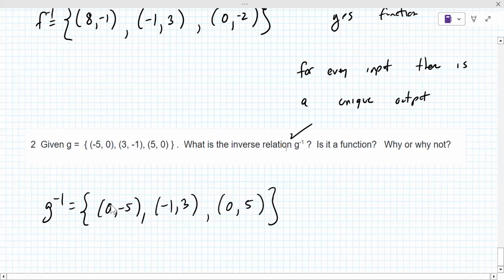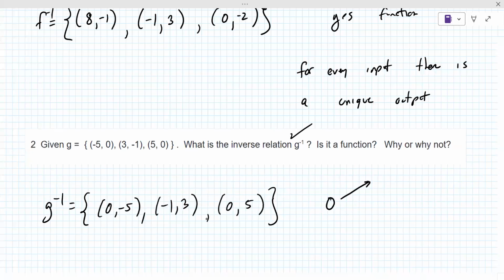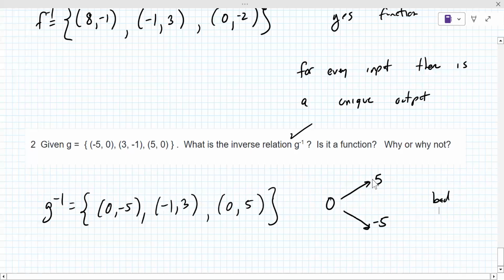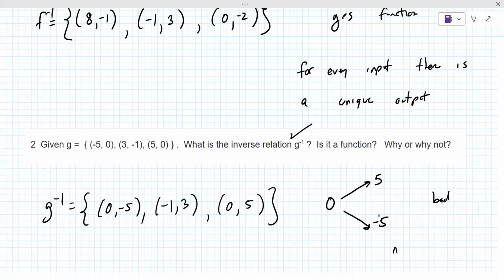Is it a function? First thing is to decide, are there any duplicates in x? Yes, the zeros. So this potentially is a problem. Potentially, like we don't know for sure, but we know that this probably is not ideal. The question is, what does 0 go to? And notice it goes to 5, but it also goes to -5. And this is bad. This is like if you ask someone a question and you get an answer one time, and then you ask them the same question, you get a different answer. That's very unpredictable. So this is not a function.